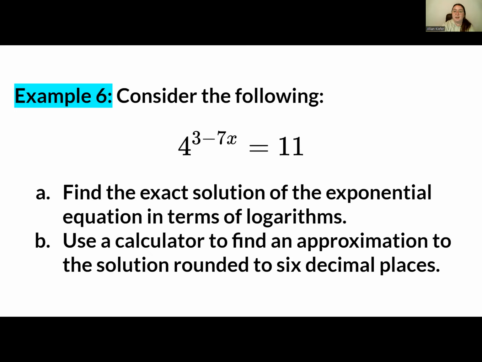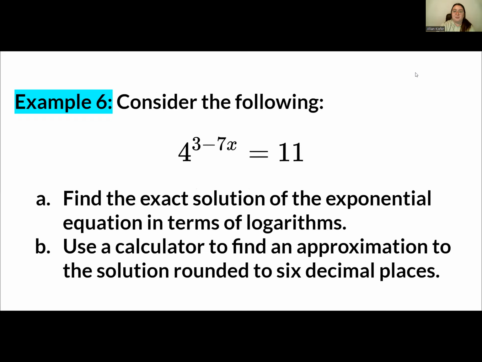before you pick up a calculator. Part B is the answer you get when you use a calculator. So part A is the answer without a calculator. Part B is the answer with a calculator. So that's the difference between part A and part B. And our function is 4 to the power of 3 minus 7x is equal to 11. So let's go ahead and go on over to our notes to solve this problem.